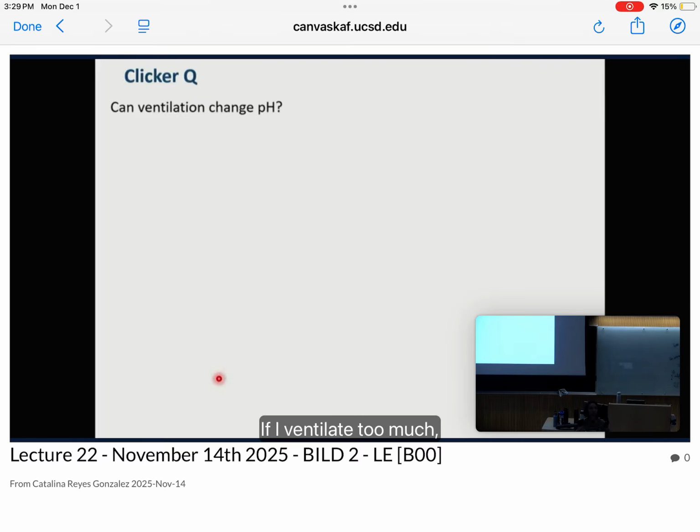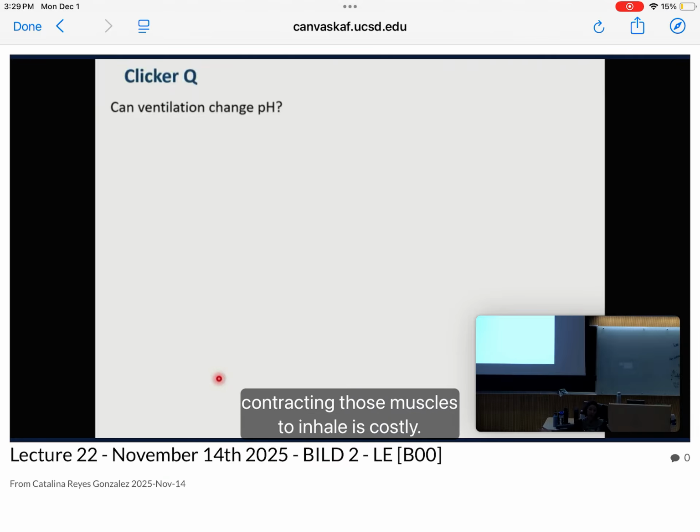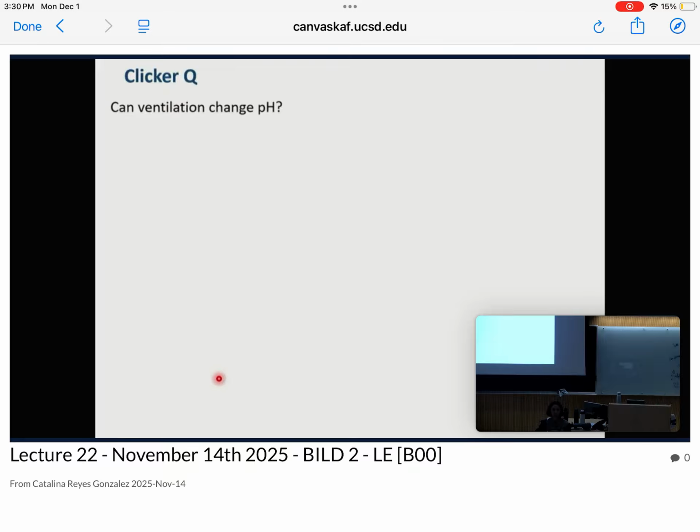If I ventilate too much, right, and I don't need that much oxygen for metabolism, I'm wasting energy, because contracting those muscles to inhale is costly. Same idea, if I increase my cardiac output, but I don't need it because I'm bringing more oxygen than needs to be getting to the tissues to satisfy their metabolic demands, then I'm also going to waste my energy. Contracting that heart is costly, takes ATP, right? Contracting muscle costs energy, right? So I need to perfectly match the three.